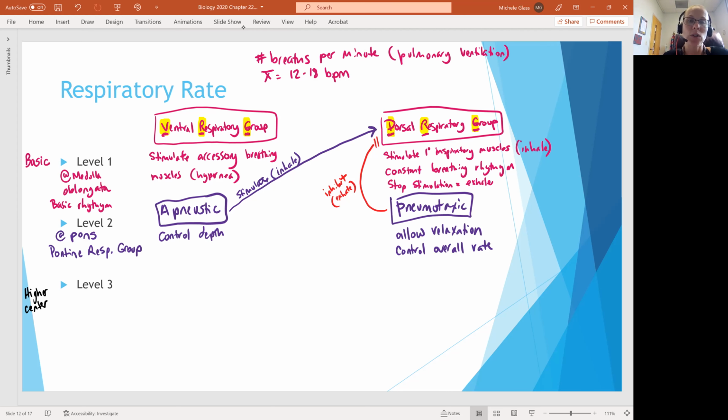So we're seeing the apneustic controlling the depth. Pneumotaxic, by inhibiting the DRG, is controlling the overall rate.